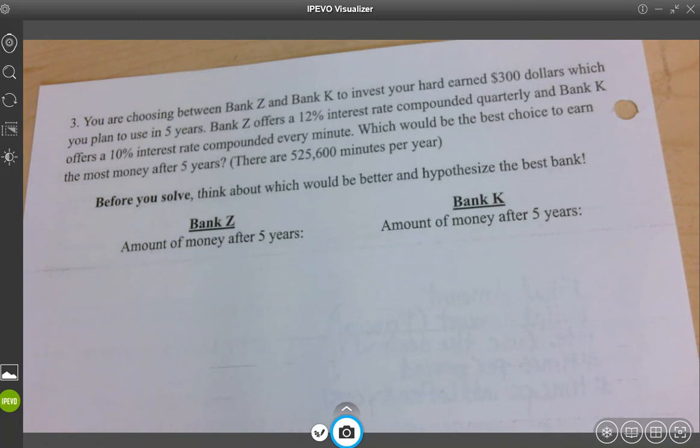You already know the answer? Yeah. Okay. Let everybody catch up. No, Bank K. So why do you think? Okay. So actually, this is a very valuable exercise. What do you guys think without even doing the math? What do you think is better? All right, so a lot of you guys are thinking Bank K because it's compounded more often, right? Yeah. But what's better about Bank Z? A higher interest rate, right? Yeah. So we are about to find out which is more important. So do the math, let's see.